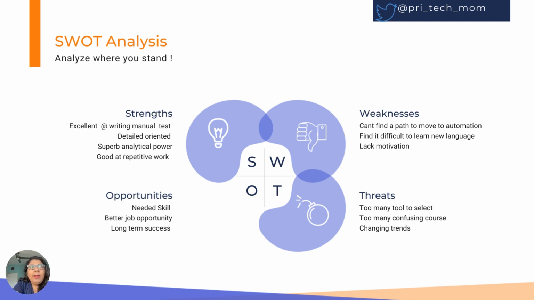Weaknesses: they cannot find a path to move to automation because they find it difficult to learn a new language. If they start with a framework that requires knowledge of coding, now you have two things to do, learn coding plus learn automation, right? So I feel their weakness is finding the strategy and the resources that will put you on a path that will be interesting enough that they will not lack motivation.